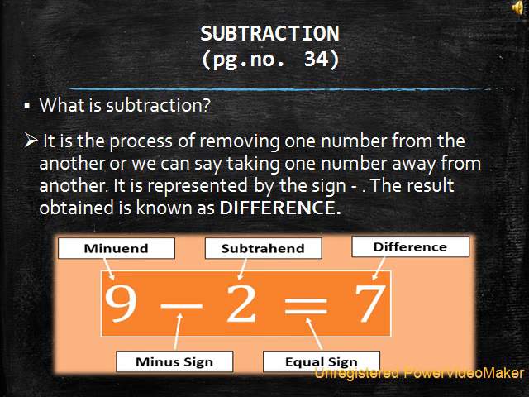Now what is the number called, or the numbers called which we are subtracting? The number from which we are subtracting is minuend, and the number which we are subtracting is subtrahend.